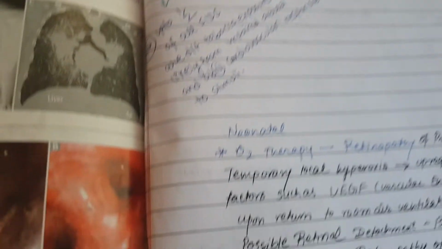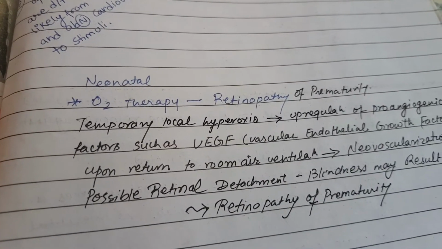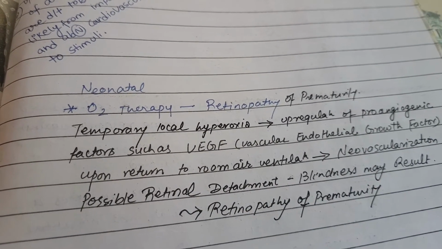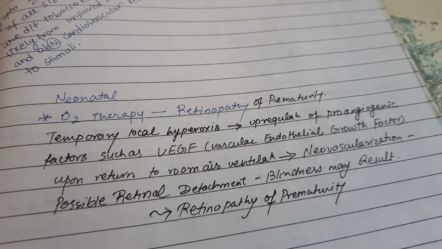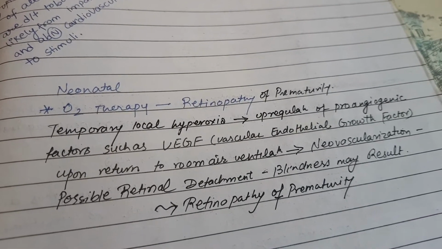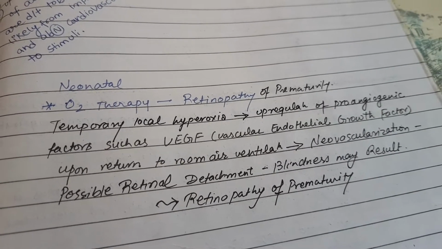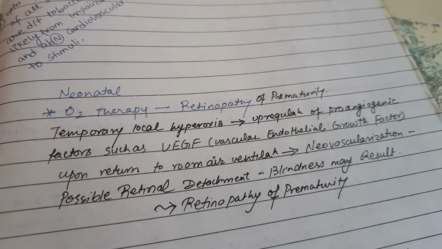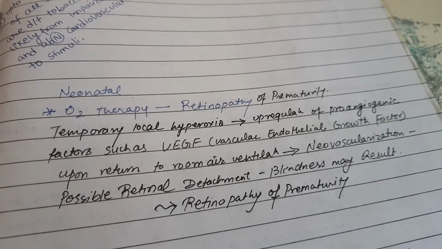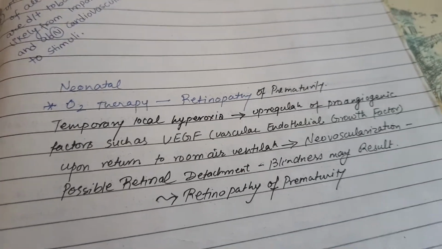Right, now let's talk about what happens in neonatal oxygen therapy. As I said, neonatal oxygen therapy can lead to retinopathy of prematurity. Temporary local hyperoxia causes upregulation of pro-angiogenic factors such as vascular endothelial growth factor. Upon return to room air ventilation, there will be neovascularization and possible retinal detachment. Blindness may result. This is called retinopathy of prematurity.